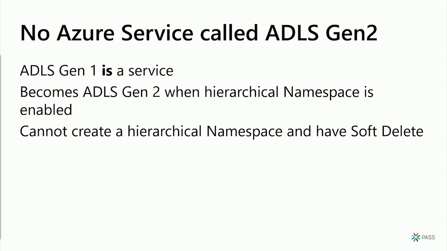So you'll look around for it, and you'll be like, wait a minute, I see Azure Data Lake Gen 1, because that is a service. It becomes Gen 2 when the hierarchical namespace is enabled. And one of the things it also incorporates is soft delete, meaning that you could go back in time if things are deleted. And you cannot have a hierarchical namespace, which makes it Gen 2, and that soft delete capability.